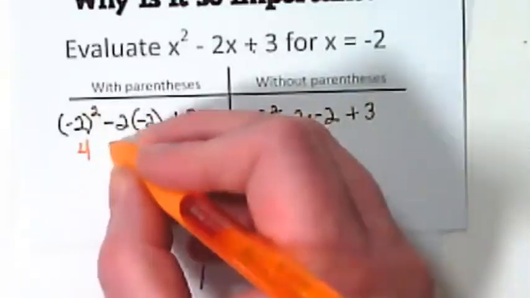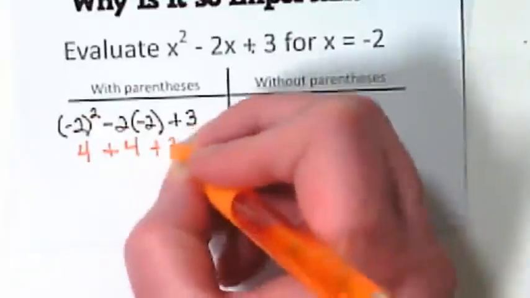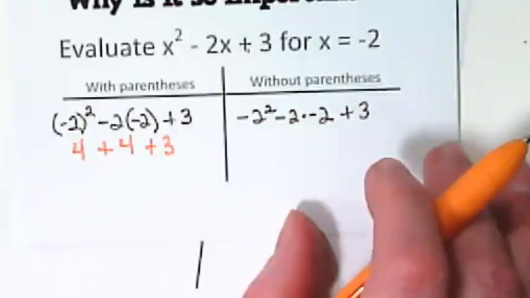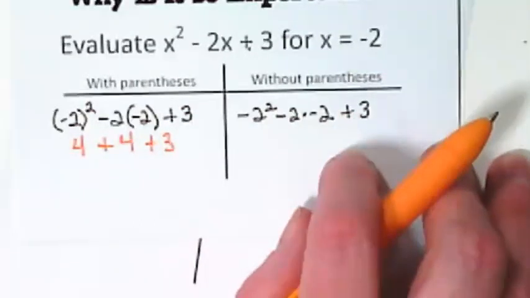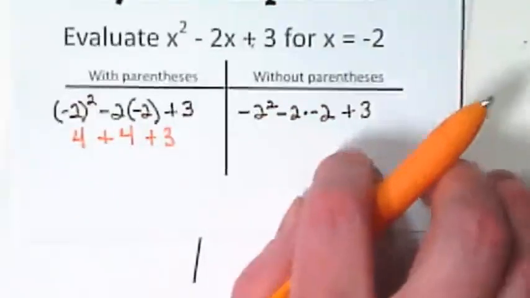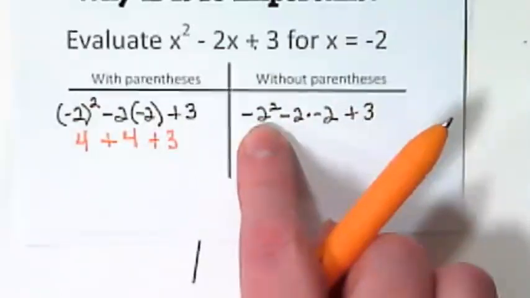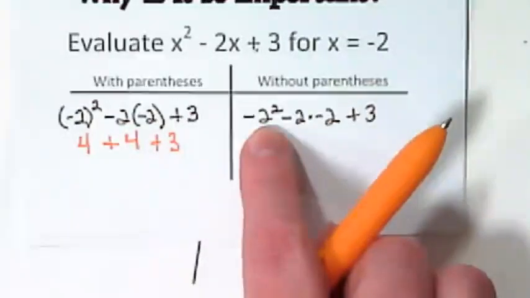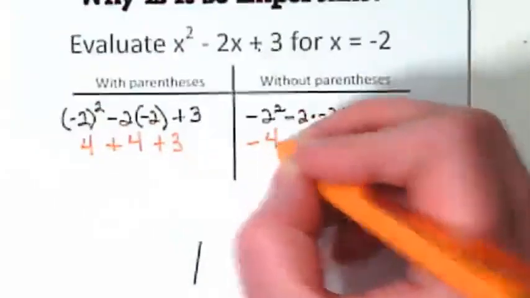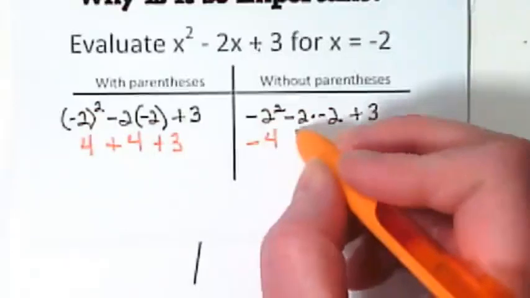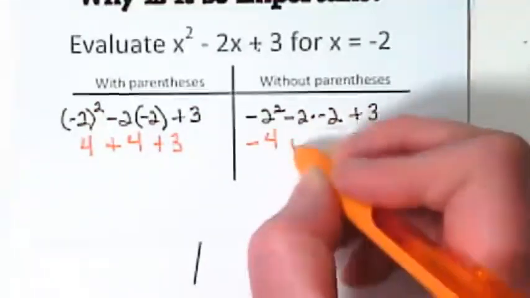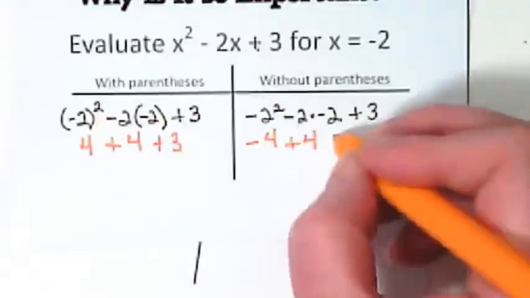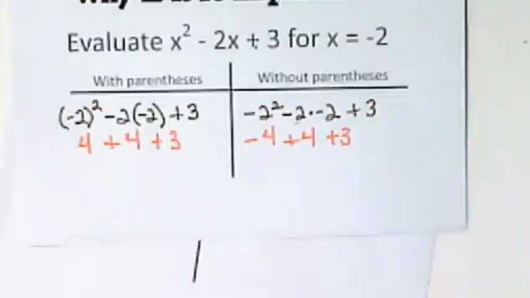Negative 2 times negative 2 is another positive 4 plus 3. When I simplify the first line into the second line on the other side, without parentheses, the big difference is in the very first action, because here the negative is not captured inside the parentheses with the 2, so what's being squared is the 2, and the negative stays in front of it. So that's negative 4. Minus 2 times negative 2 would be another positive 4, because negative 2 times negative 2, plus 3. So you've already seen where the difference is. It's in that very first operation we did.